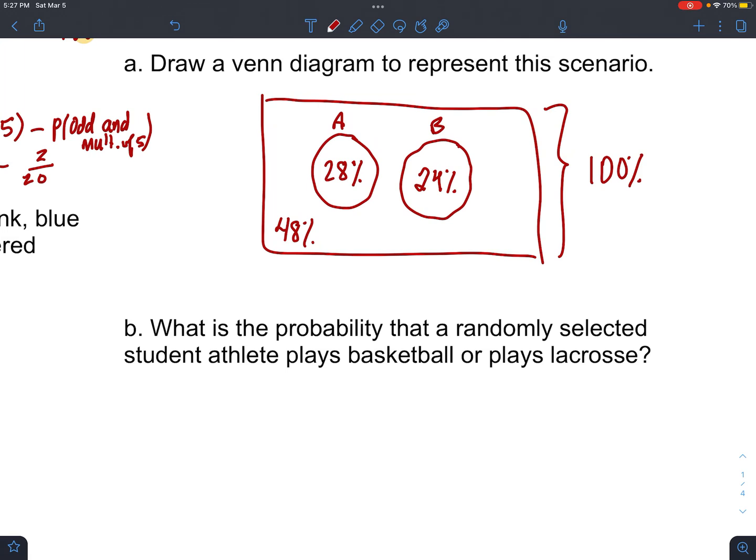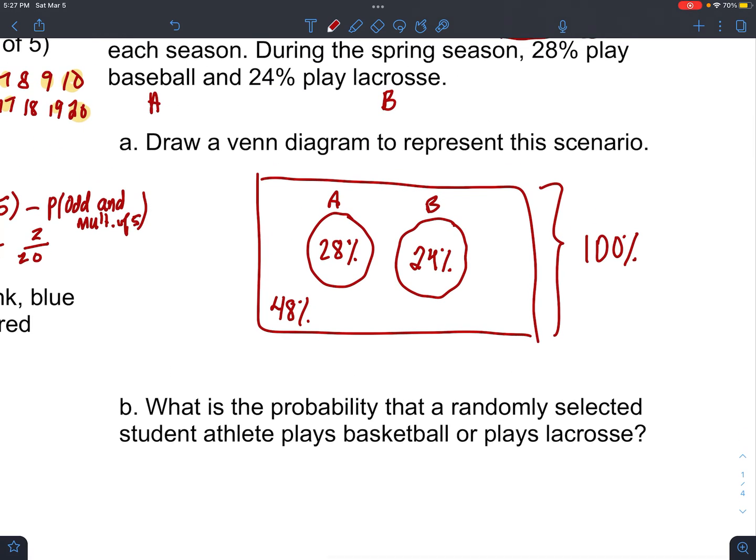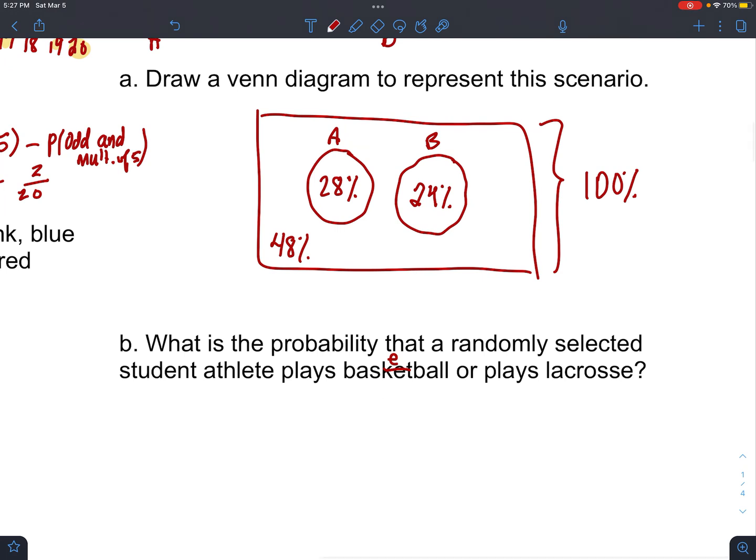So the question is, what's the probability that if you pick a random student that they play either basketball, wait, oh, this should say baseball, or lacrosse. So that would be simply the probability of A plus the probability of B. Because those events have no overlap, we don't need to worry about double counting anyone. We can just add the groups together.